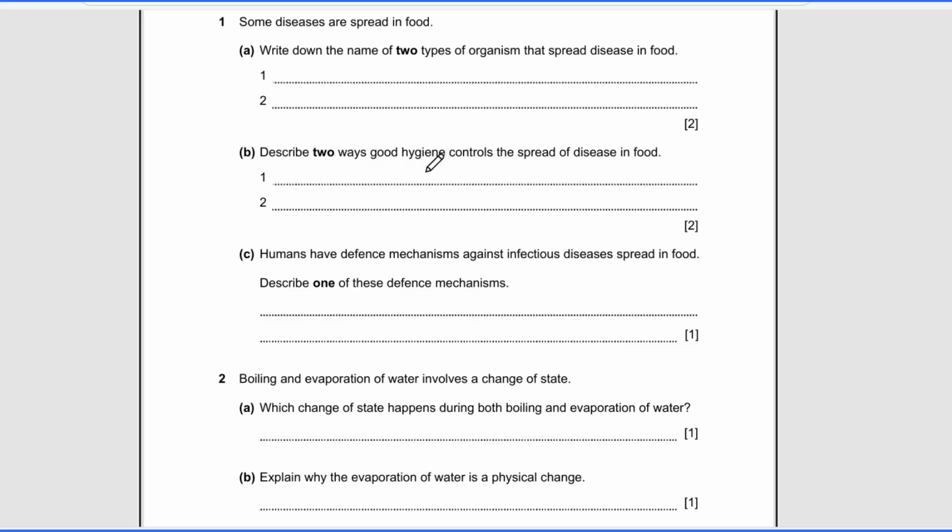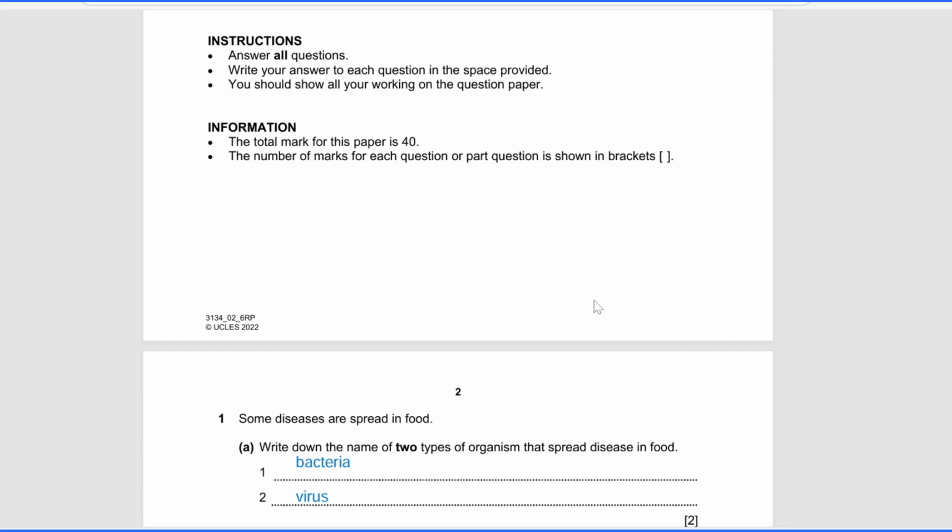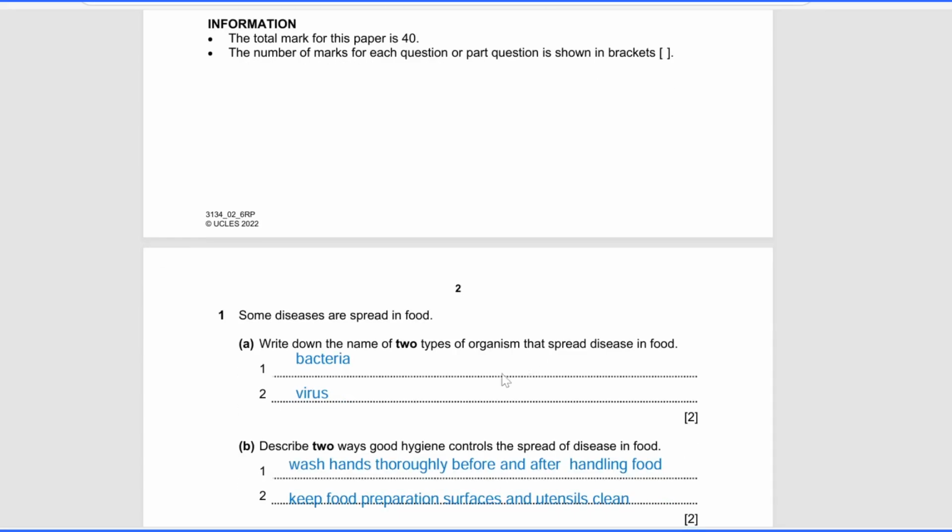10 seconds. Alright, let's check out the answer, guys. So you may answer: wash hands thoroughly before and after handling food. 2. Keep food preparation surfaces and utensils clean.